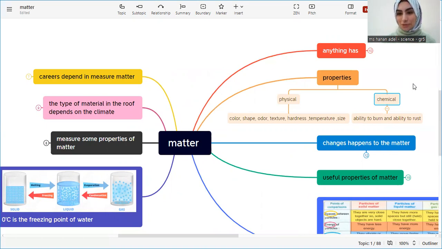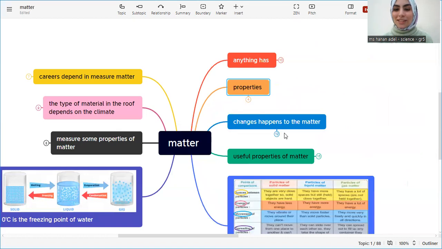This is physical properties. But chemical property describes how the thing can react with others, like the ability to burn. If I burn this paper, can it burn? So it has the ability to burn or not? And the ability to rust. If I have a nail and I leave it in the air with water, will it react and rust or not? So the reaction with others, this is a chemical property. Just describing how the thing looks, its appearance, this is the physical property. This is the difference between them.